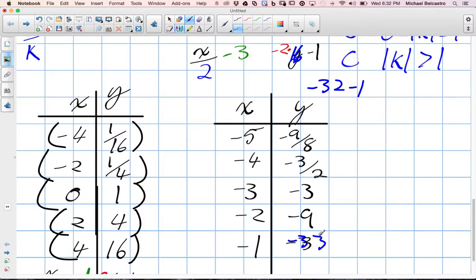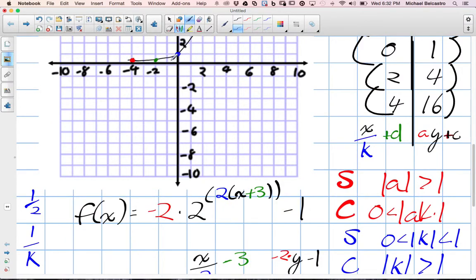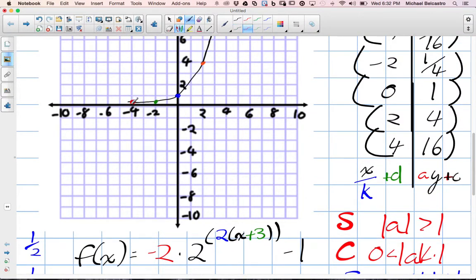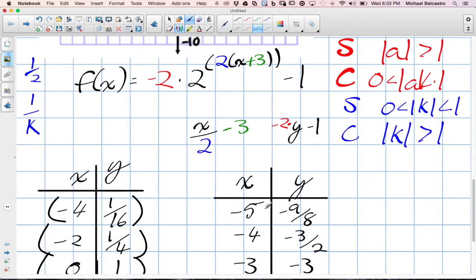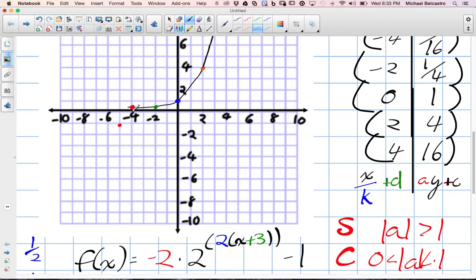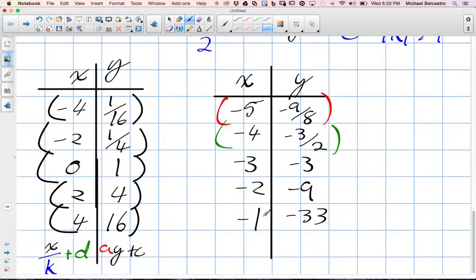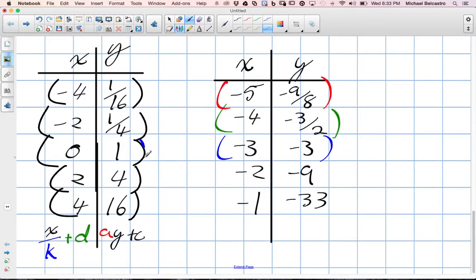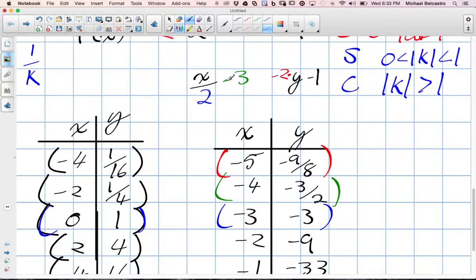Great. Okay. So we plot our points. -5, -9 over 8. So we'll use our corresponding red point here. -5, -9 over 8 is very, very close to -1. Our green coordinate, so I'll highlight them here. That was our red. This will be our green coordinate. -4, -3 over 2. So -4, -3 over 2 is -1.5-ish. So about there. Our blue coordinate, okay, so that's corresponding to this one here, is -3, -3.